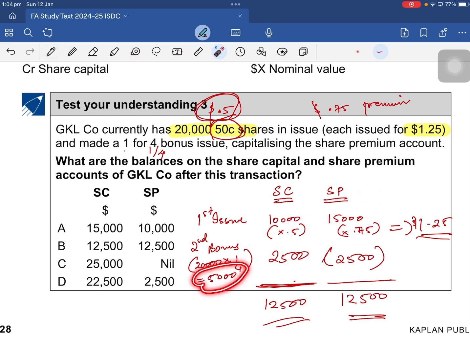And then 5,000 into 1/4, we have got 2,500. That is from the bonus issue. But the bonus is taken from share premium, so we have deducted it under share premium. Understood? So 12,500, from the already existing one. Yes. So the answer is 12,500. Clear?